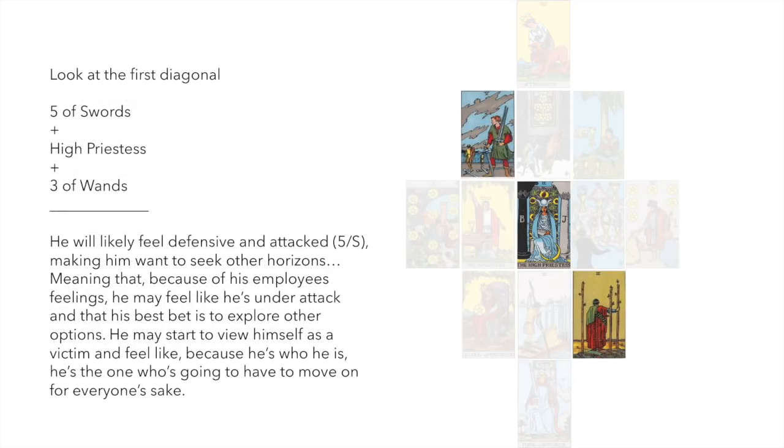Looking at the diagonals, there's an opportunity here for him to feel like a victim, and that's not good. He's not a victim. Nothing has happened yet. He just needs to be thoughtful about where he's going, but he can't go down this downward spiral of feeling like he's being attacked, and sort of throwing it all away and having to move on. He may start to view himself as a victim because of the position of power that he applied for and got. He may start to feel like, well, I'm going to have to move on for everyone's sake. That's not necessarily true. So he needs to be careful to avoid victimhood here.